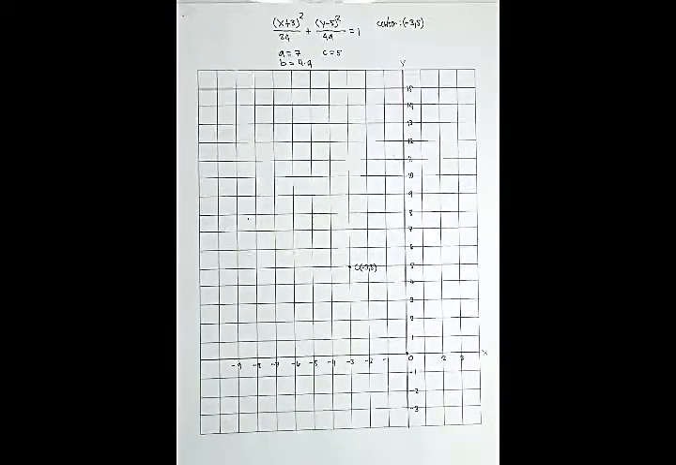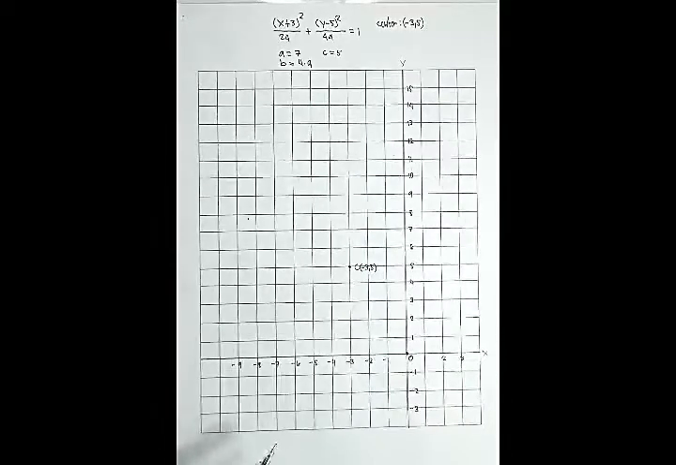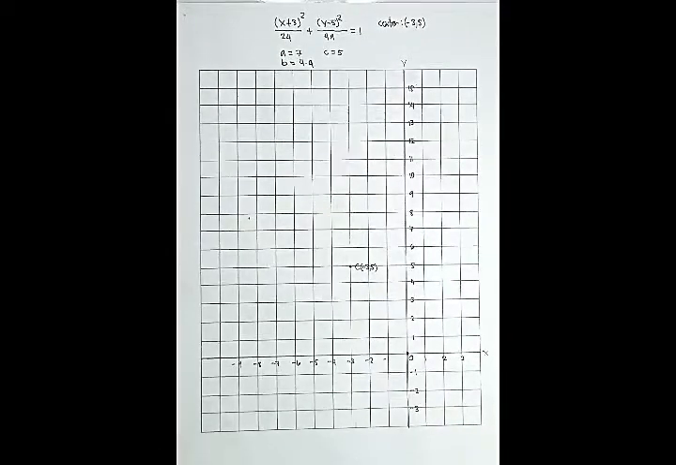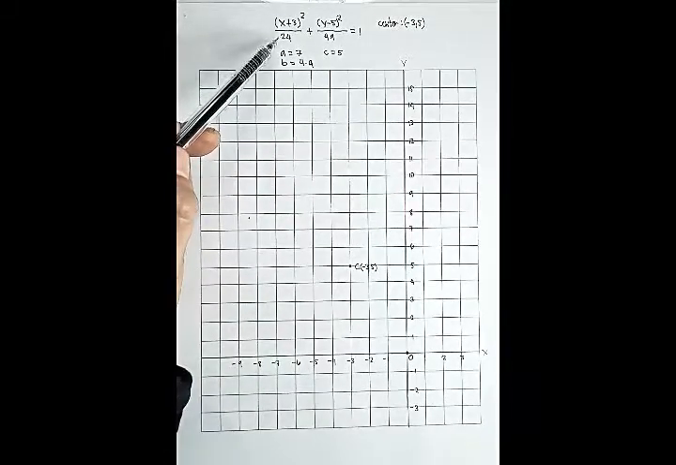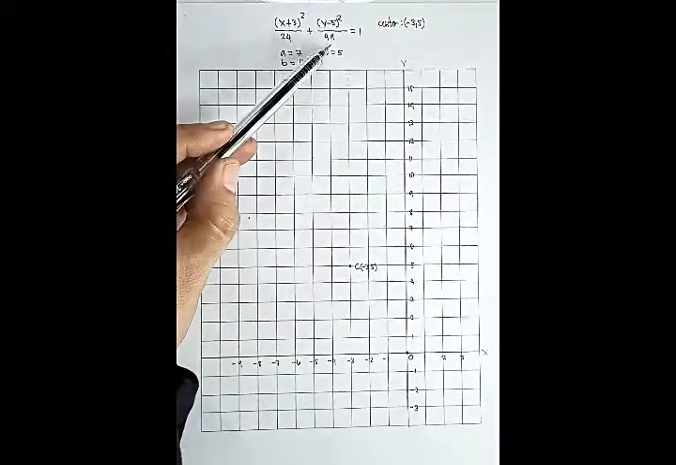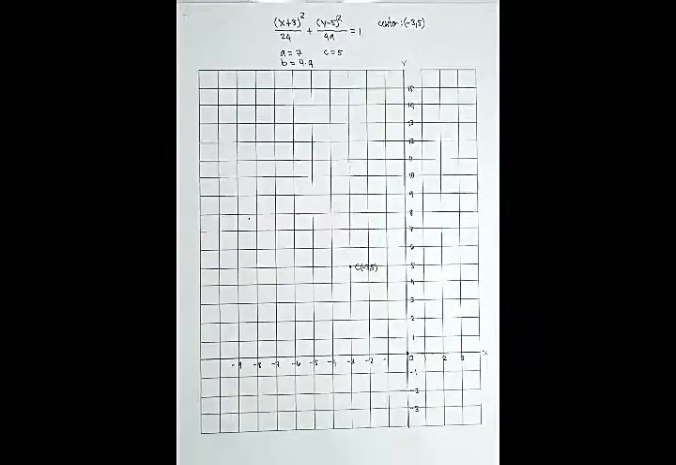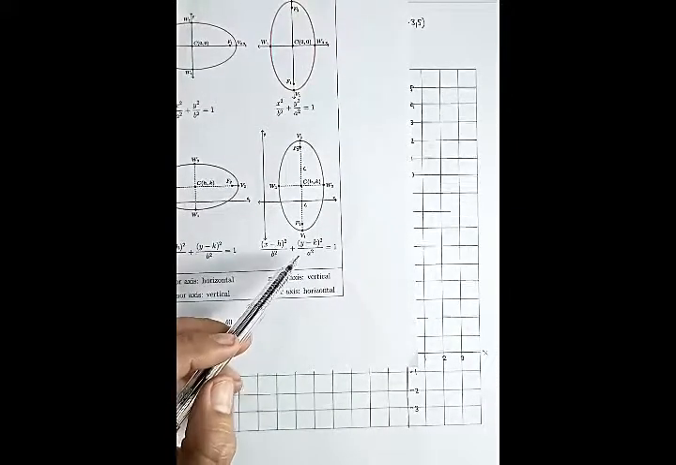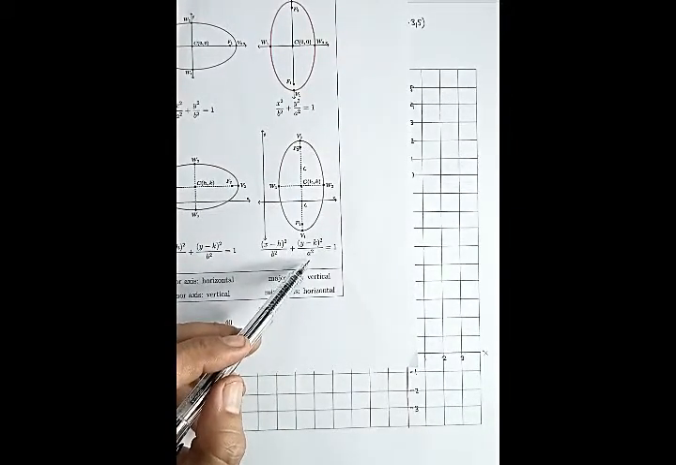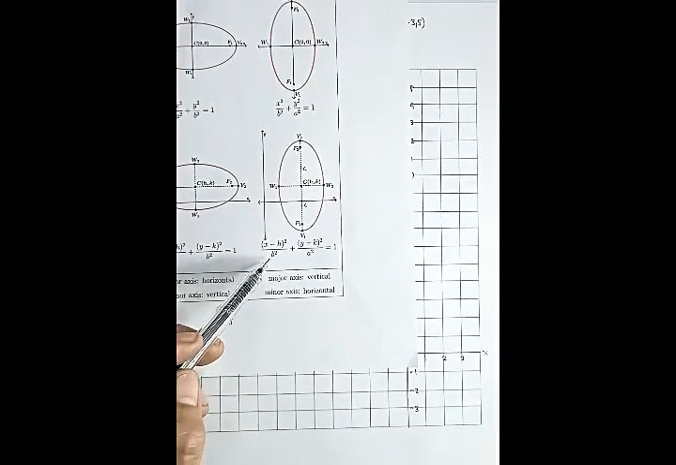And then, from this center, we plot our major and minor axis, or our vertices and co-vertices. So, since this equation has this as our A, then this as our B. In our analysis before, the denominator of y is bigger compared to the denominator of the x part.